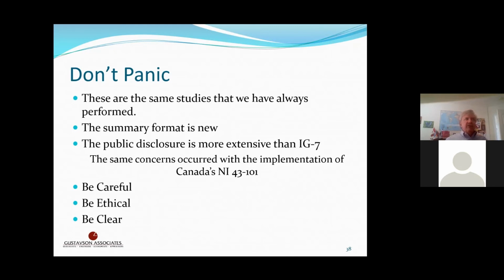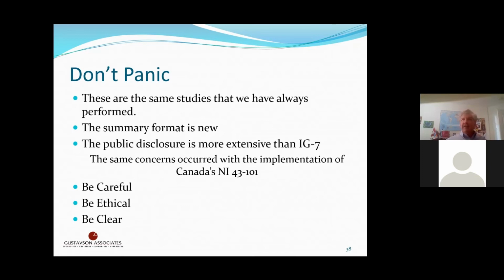Remember, the public disclosure is more extensive than it ever has been. This is comparable to other jurisdictions, and Canadian mining companies had many of the same concerns when NI 43-101 was implemented. And within a few years, everyone was happy with the new format, and everyone moved forward. So it's a reaction to change. It'll be okay.